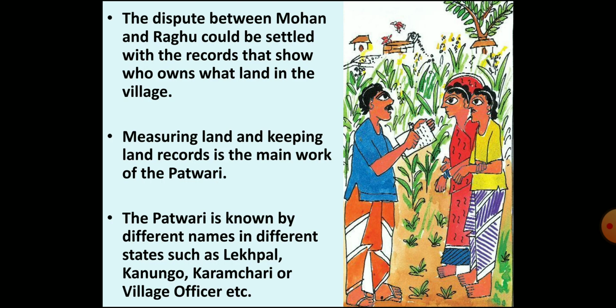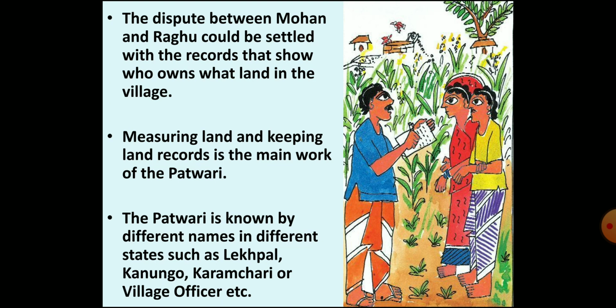Now, as you learnt in the story that Mohan and Raghu had heated arguments on the issue of the common boundary of their fields, the matter could have been settled in a peaceful way through the records of lands that could show who owned what land in the village. So, children, let's learn how and by whom is the task of keeping land record done.